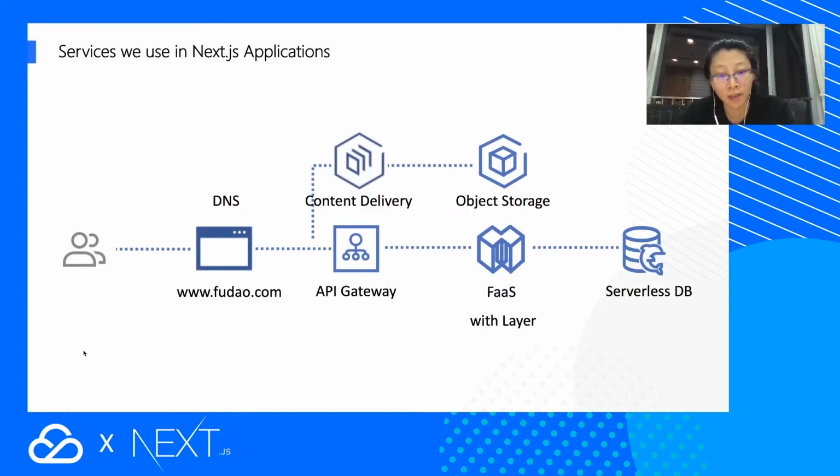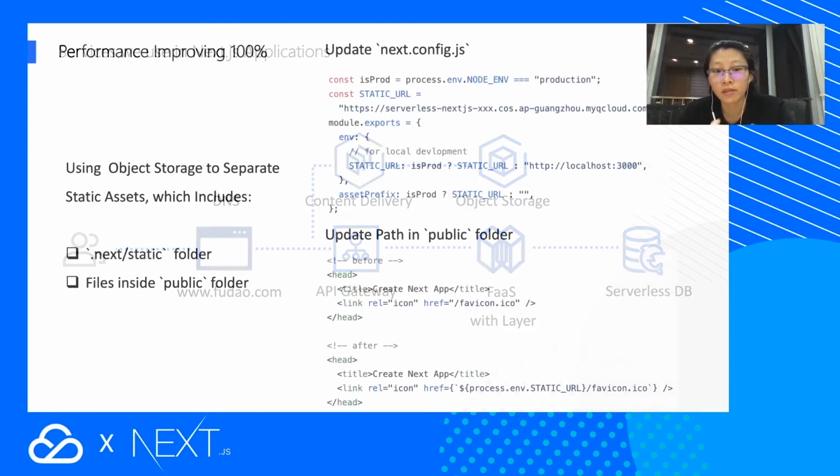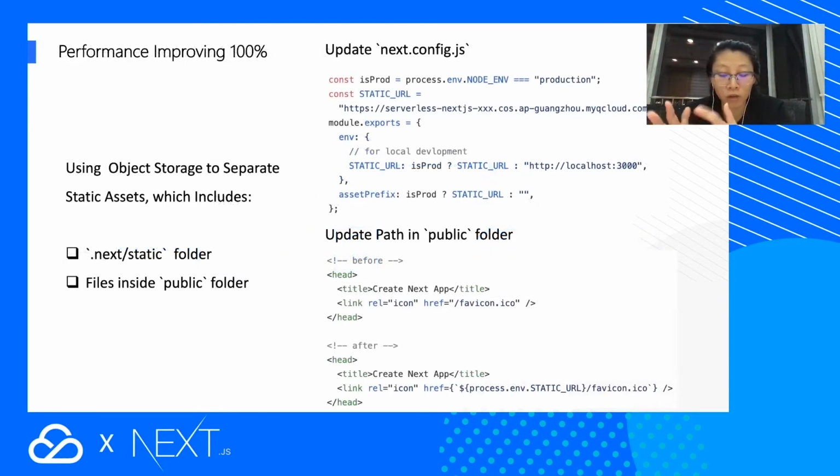For the access layer, we have DNS, and then we use the API gateway to handle and route the request. In order to accelerate pages, we have the CDN, the content delivery network, and also the object storage to host the static assets. And for the computing part, we use functions as a service to do the rendering work, and they will get essential data from the serverless DB. Using these services, we achieve 100% performance improvement and also 90% cost saving.